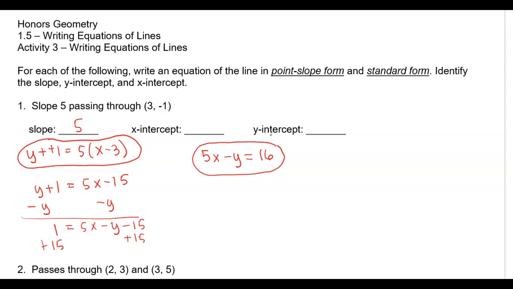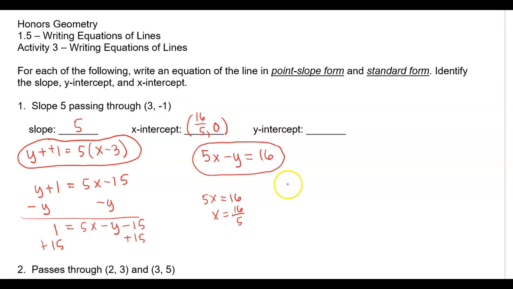All I have left now is to find the intercepts. So you know when I want the x-intercept, I let y equal 0. So 5x would equal 16. Therefore, x would be 16/5. And when you write that down, write it as an ordered pair.